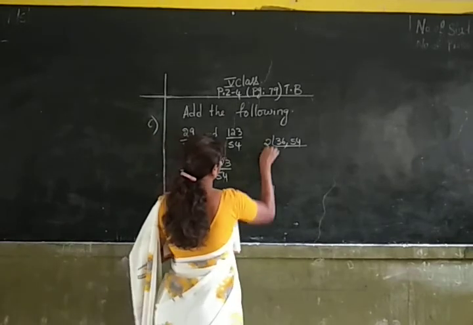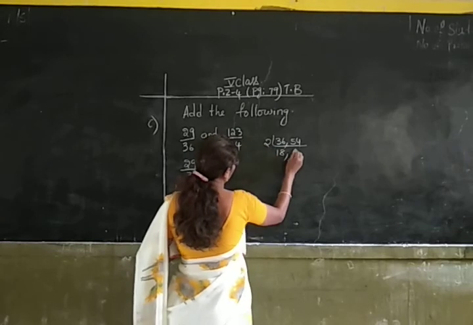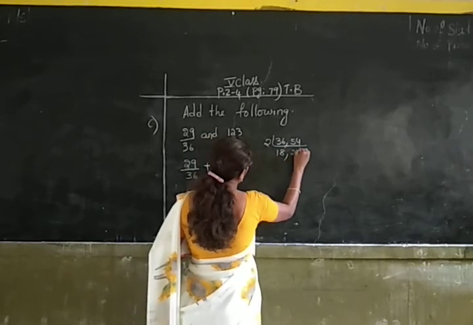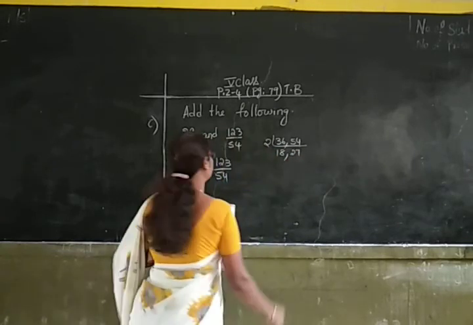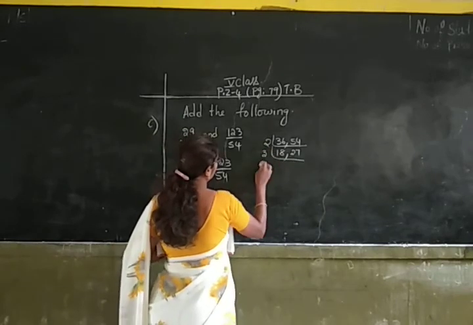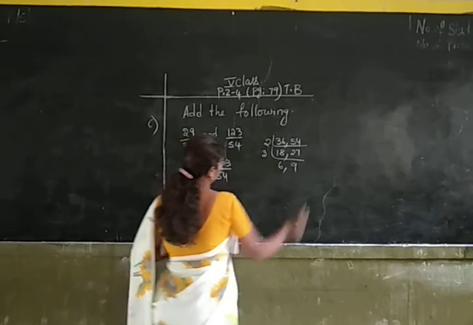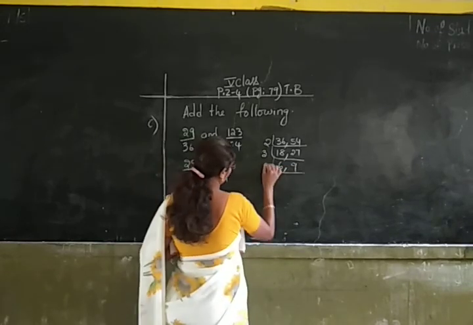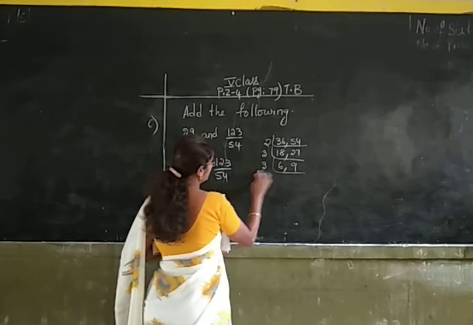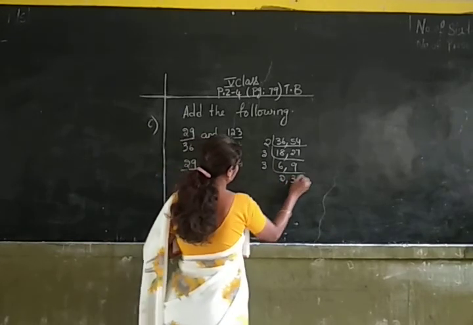Let us take 2 table. 2 goes in 36 18 times. 2 goes in 54 27 times. Let us take 3 table. 3 goes in 18 6 times. 3 goes in 27 9 times. Let us take 3 table. 3 goes in 6 2 times. 3 goes in 9 3 times.